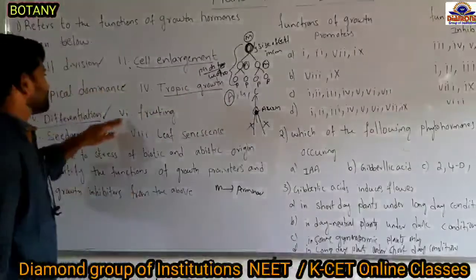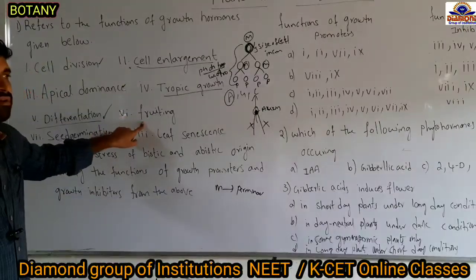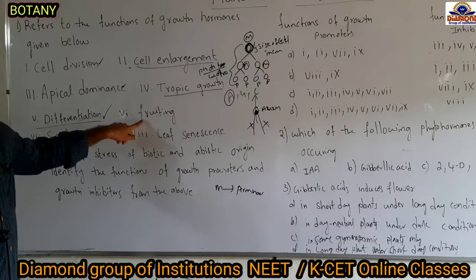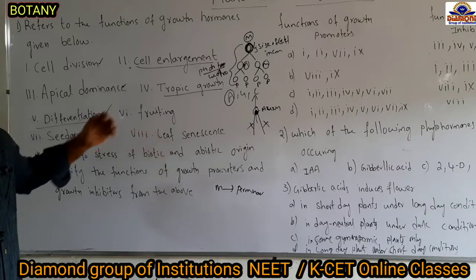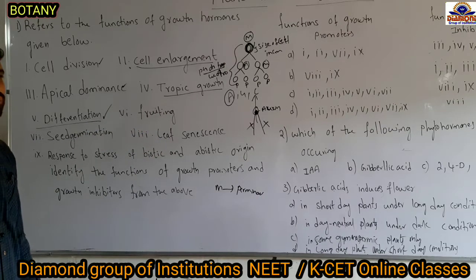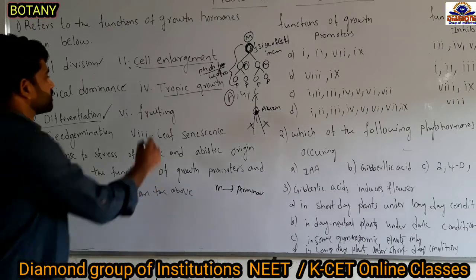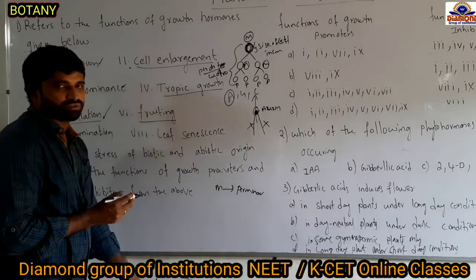And fruiting means production of fruits. The formation of fruits, leaves, roots, and the growth of the plant body are all considered activities of phytohormones only.